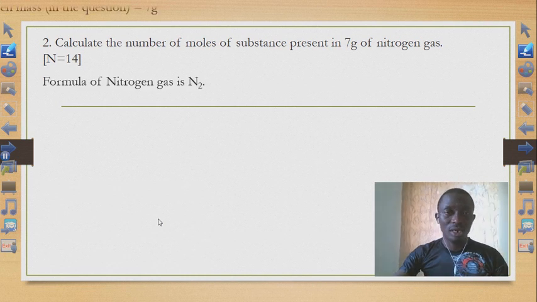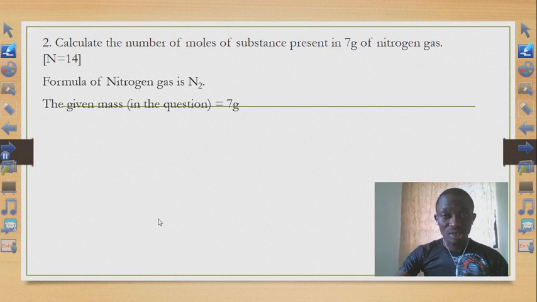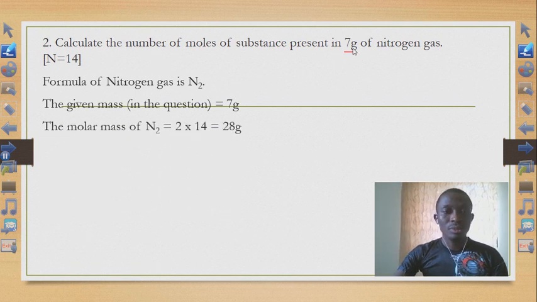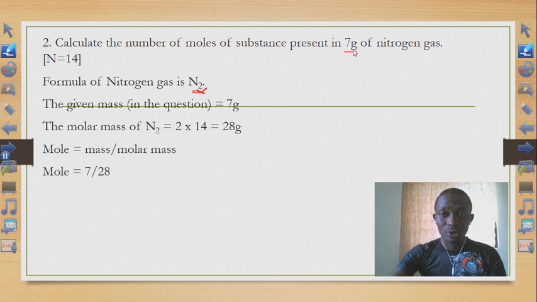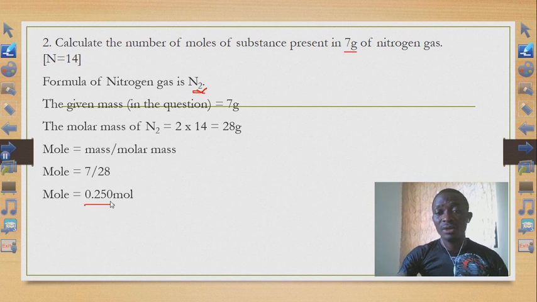Now going on, the given mass in the question is 7 grams. So the molar mass of nitrogen is 2 times 14, that is, 1 atom of nitrogen is 14, and to calculate for the 2 atoms in the molecule of nitrogen gas, I have 2 times 14, which is 28. So I move on to substitute into the equation, and I have 7 over 28, so it's just direct substitution. My answer becomes 0.25 moles. As well, you can still see that my final answer is in 3 significant figures.